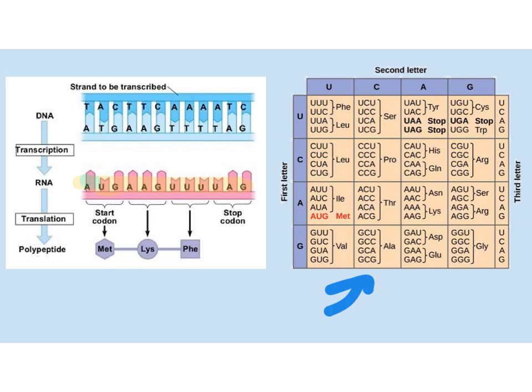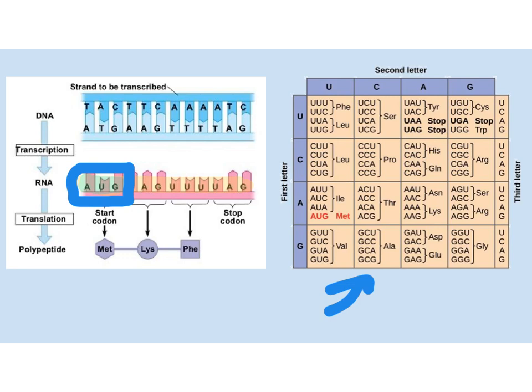I'm going to do it 3 letters at a time. The first thing I look at is the first 3 letters. So I'm going to look at AUG, and I have to figure out what amino acid those 3 letters code for. Well, we already know it codes for methionine, but how do we use this table?